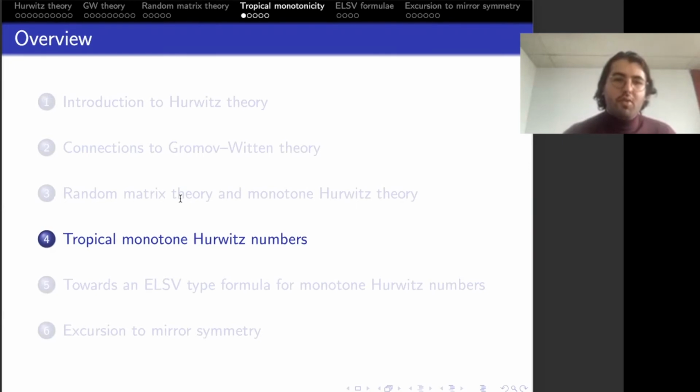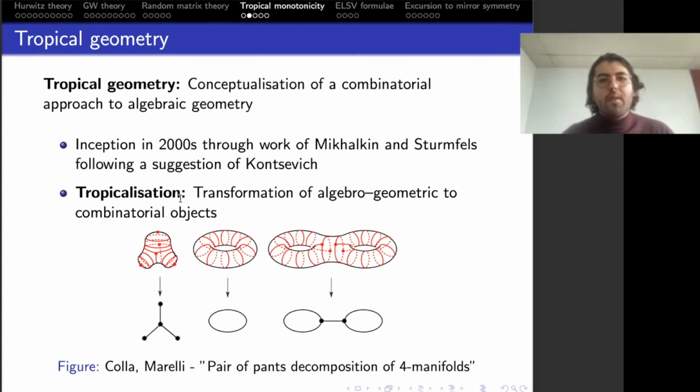Now I want to come to tropical monotone Hurwitz numbers and also say what tropical geometry is. So tropical geometry is a conceptualization of a combinatorial approach to algebraic geometry. It started in the early 2000s through work of Grisha Mikhalkin and Bernd Sturmfels, and especially Mikhalkin followed a suggestion of Maxim Kontsevich. So the idea is that you use something which is called a tropicalization, which is a transformation of algebraic geometric objects to combinatorial objects. And this is, for example, what this looks like for Riemann surfaces. So if you start with a Riemann surface, this tropicalizes to a combinatorial graph.